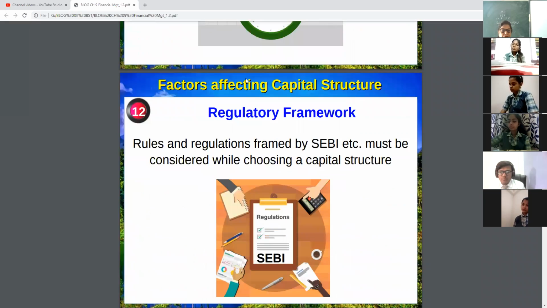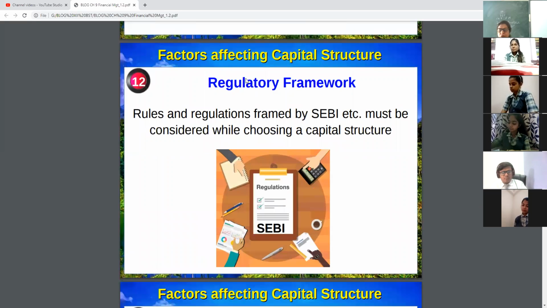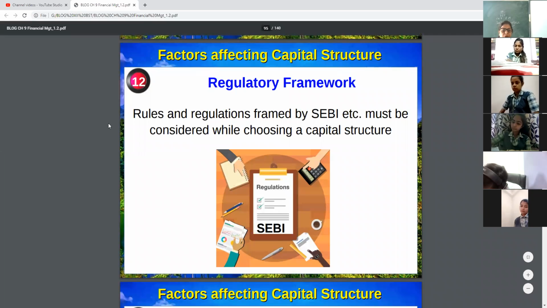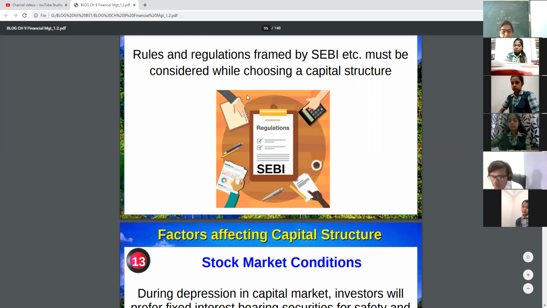Then regulatory framework. Who is the regulatory authority for the share market, for shares and for companies? SEBI, Securities and Exchange Board of India. SEBI also frames some rules. Before deciding the capital structure, the company should follow the rules by SEBI.